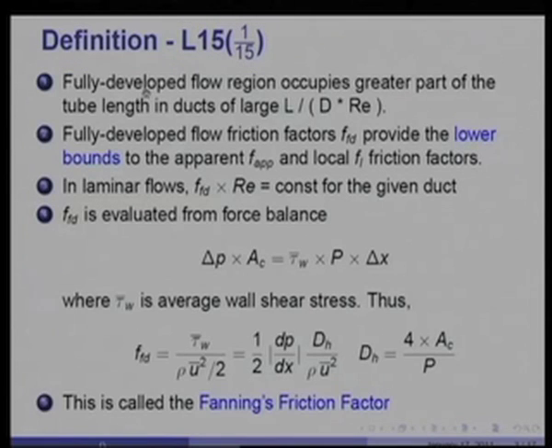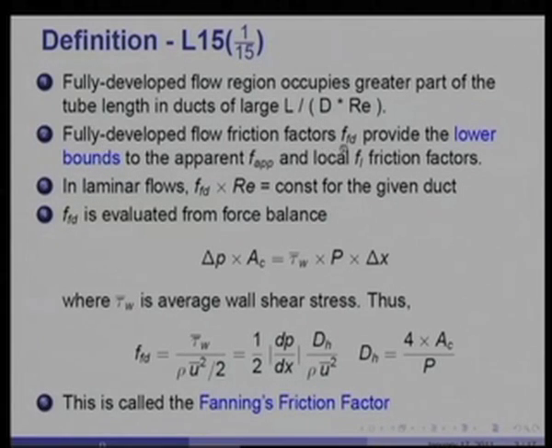You will recall from lecture 14 that a fully developed flow region occupies greater part of the tube length in ducts in which length to diameter ratio is very large. This is particularly obtained in microtubes, where diameter is so small that any practical length gives you very high length to diameter ratio.